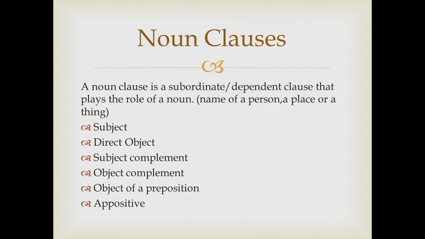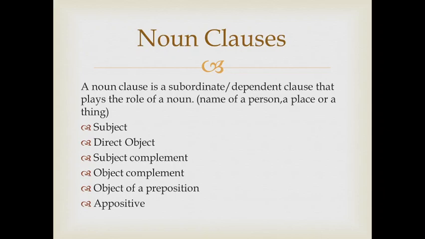What are noun clauses? A noun clause is a subordinate or dependent clause that plays the role of a noun in a sentence. What is a noun? Noun is the name of a person, a place or a thing. So the noun clause plays the function of a noun in a sentence.